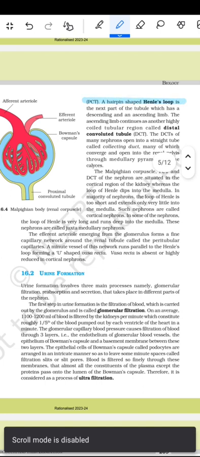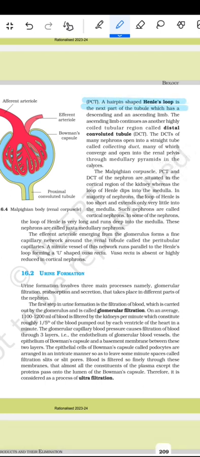PCT. A hairpin-shaped Henle's loop is the next part of the tubule, which has a descending and an ascending limb. The ascending limb continues into another highly coiled tubular region called the distal convoluted tubule, DCT. The DCTs of many nephrons open into a straight tube called the collecting duct, many of which converge and open into the renal pelvis through the medullary pyramid in the calyces.